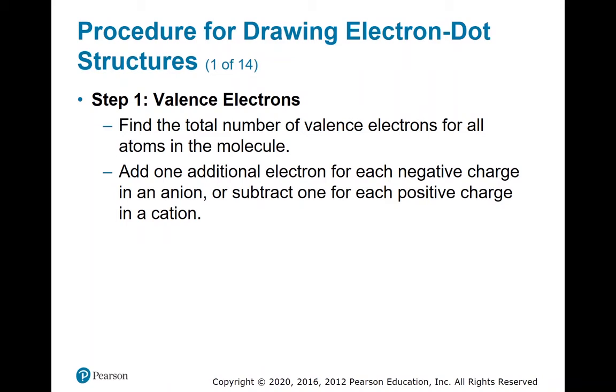And if we have a charge, so if we're dealing with a polyatomic ion instead of a neutral molecule, then we need to add one additional electron for each negative charge, or subtract one electron for each positive charge if it's a cation.